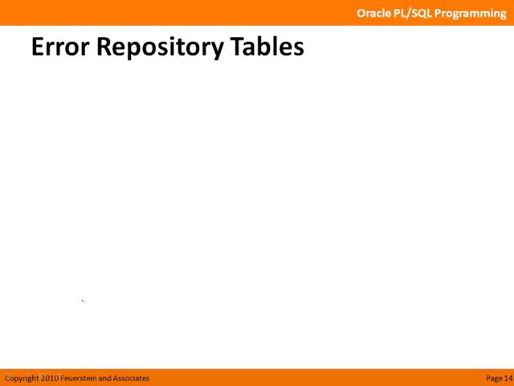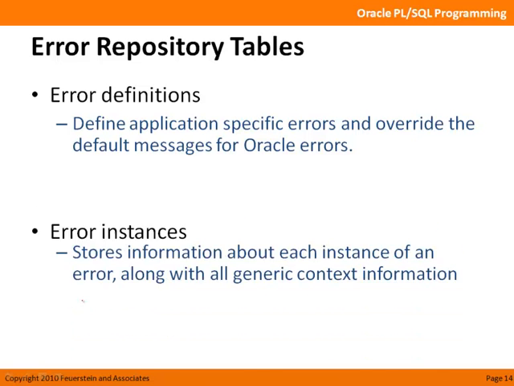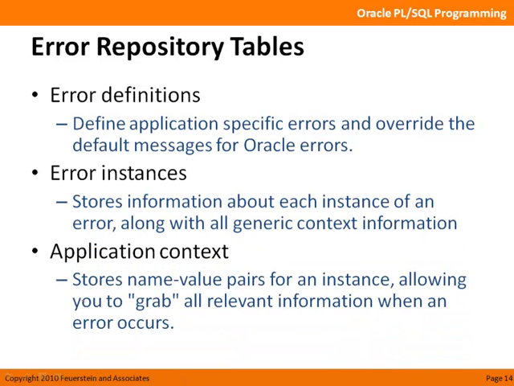What I did was do two things. One is I created a set of tables that serve as a repository for error information. And second, I built a package to manage those tables. So I have three tables: error definitions, error instances, application context. The error definitions table essentially allows me to define application-specific errors and also override the default messages for Oracle errors. So I can log in this table any application errors, and this is similar to the message info table that I talked about in Best Practices Lesson 1 about how to avoid hard-coding raised application error codes. It's the same kind of idea, a repository of my errors, but also to override default messages.